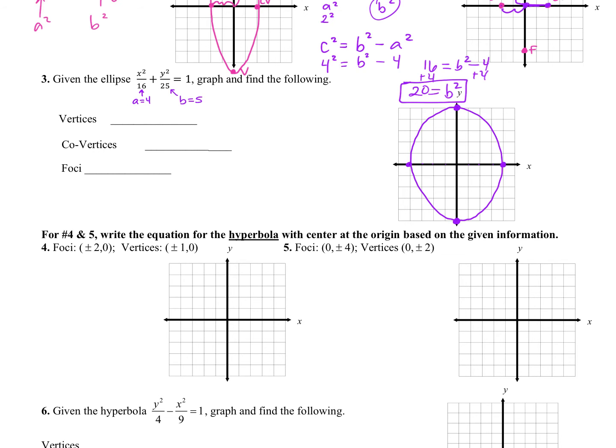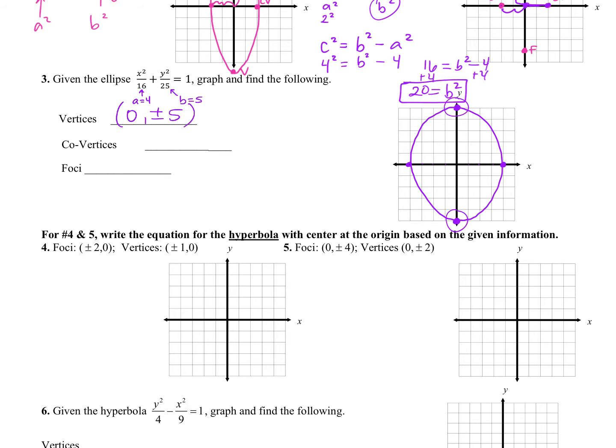Okay, so our vertices, those are always the major axis. Those are always the ones that are farthest away from the center. So our vertices right now are these two, right? That is going to be 0 plus or minus 5. Okay, those are our vertices.